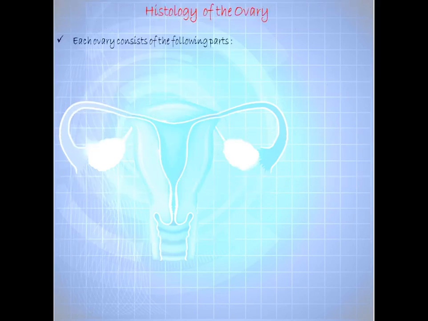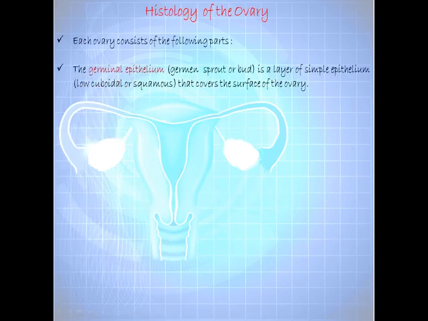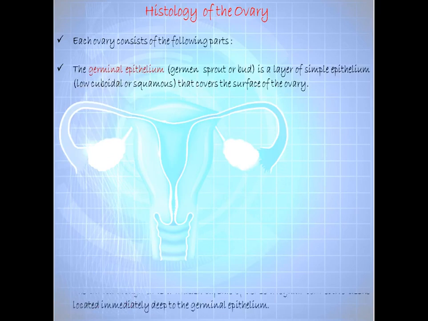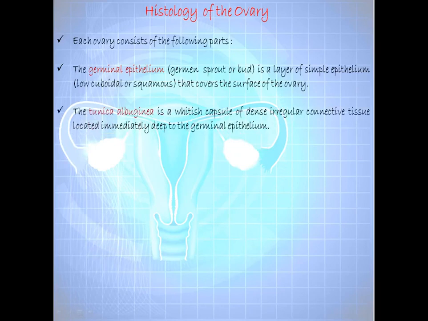Next one is the histology of the ovary. Each ovary consists of the following parts. The germinal epithelium is a layer of simple epithelium that covers the surface of the ovary. The tunica albuginea is a whitish capsule of dense irregular connective tissue located immediately deep to the germinal epithelium. The ovarian cortex is a region just deep to the tunica albuginea.